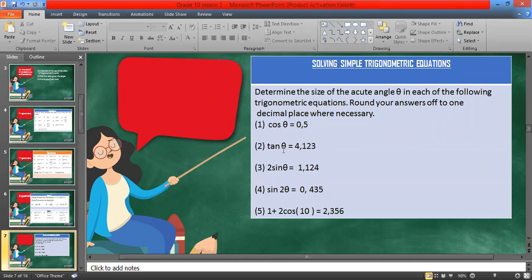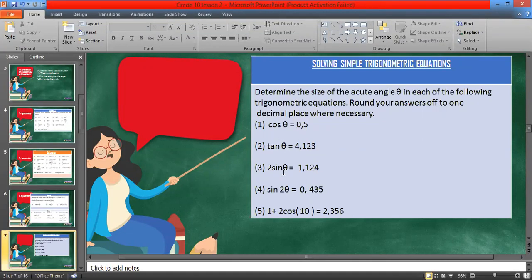Then the same thing here, you should find the value of theta, determine the size of the acute angle theta. To find our theta here, the same way we find the inverse, the tan inverse, you move the tan over. So theta will be the tan inverse of 4.123. We punch shift on your calculator, on the top left corner, then tan, and then tan to the power of -1 appears. Then you punch 4.123, and that will give you the value of your theta.